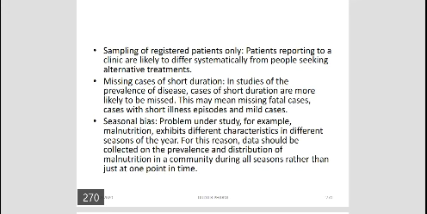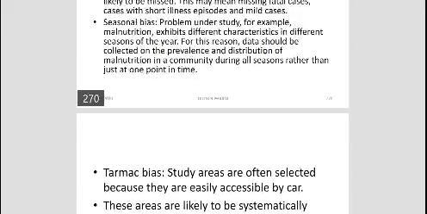Seasonal bias. Problems under study, for example malnutrition, may exhibit different characteristics in different seasons of the year. For this reason, data should be collected on the prevalence and distribution of malnutrition in a community during all seasons, rather than just at one point in time.